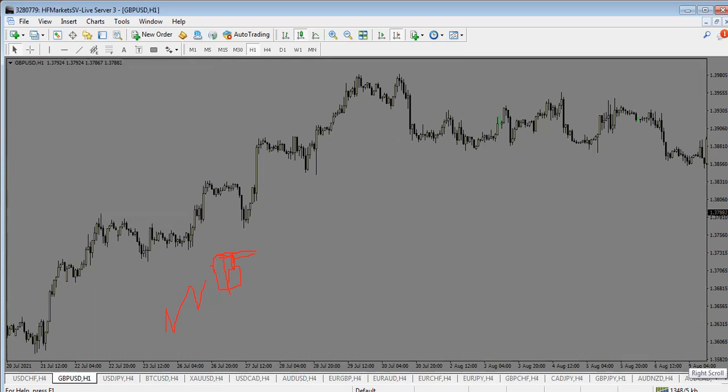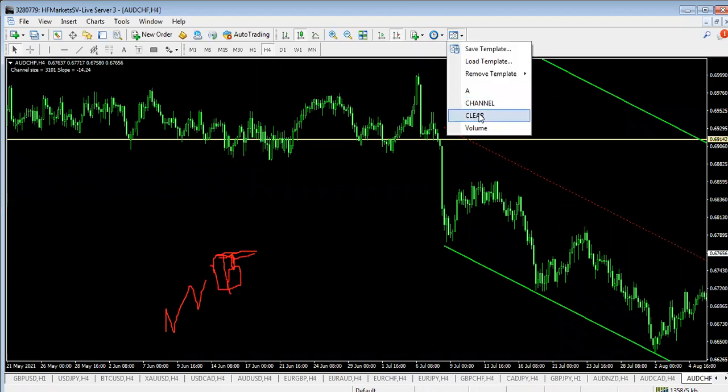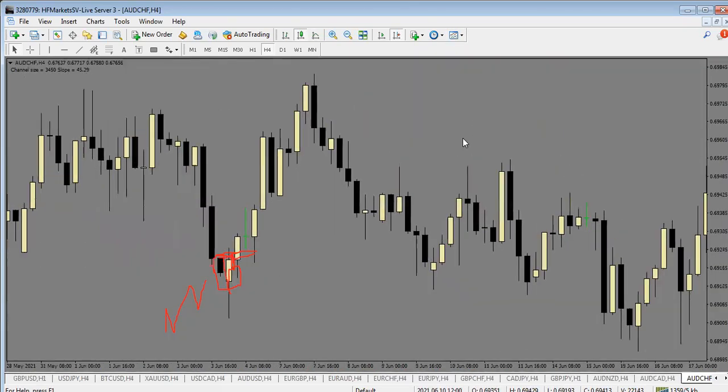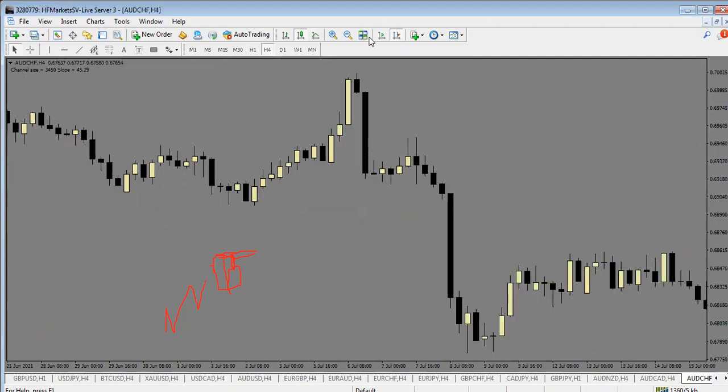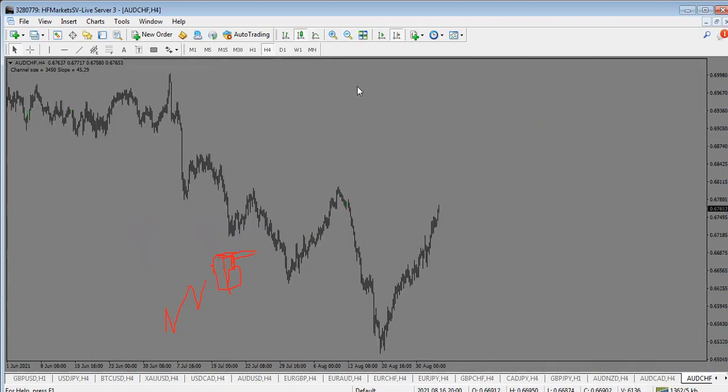Okay, I hope I have it. Yeah, I do have it here. So let's try to analyze this pair, and we see what is really funny with this pair, and what can really happen. Was it AUD/CHF? Just a moment.